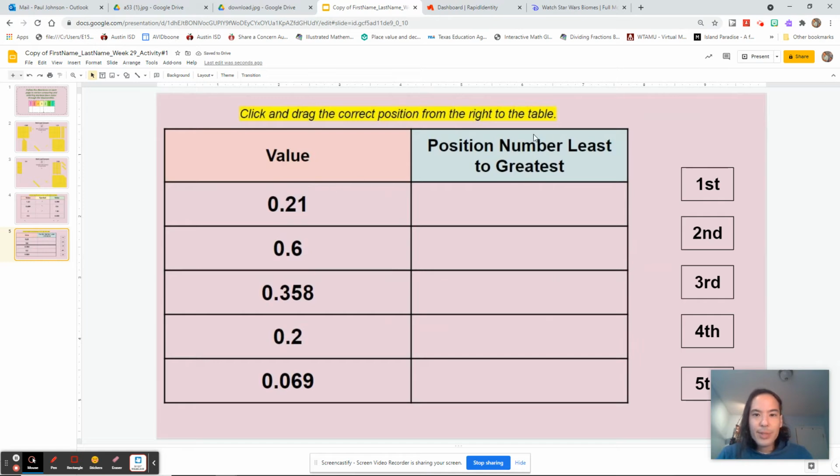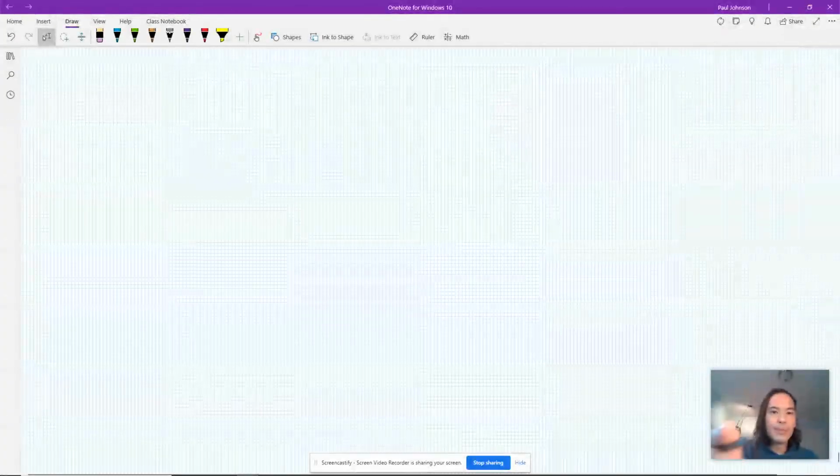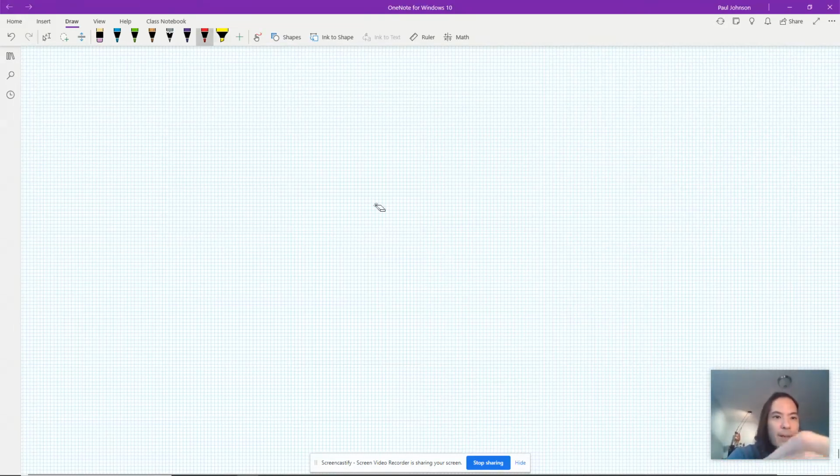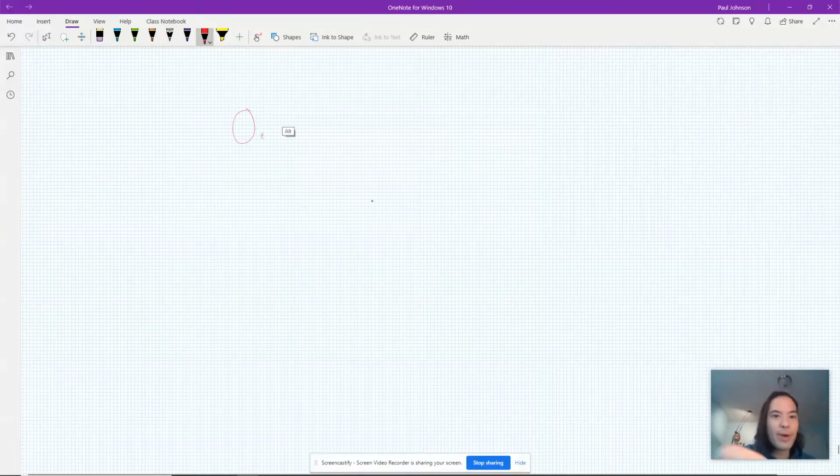Last page. Position number least to greatest. All right, so we're given 1, 2, 3, 4, 5 numbers, and we're supposed to put them in order from least to greatest. The first thing we're going to do is make a list and stack them, because once again, that's hard to look at. So here we go. We're just going to make a list of all the numbers on here. It doesn't take that extra time, but it's very, very helpful.